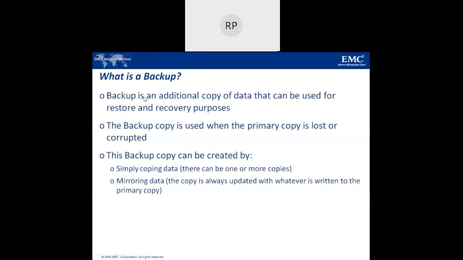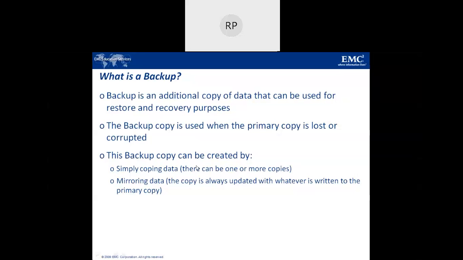Now the backup copy can be created in two different ways. One is called simple copying of the data. There can be one or more copies, meaning you are just copying the data and placing that copy as a backup copy. Then the second way is by taking mirrored data. That is, the copy is always updated with whatever is written to the primary copy. Means if you make any changes to the primary copy, the same changes are going to be updated in the mirrored data.